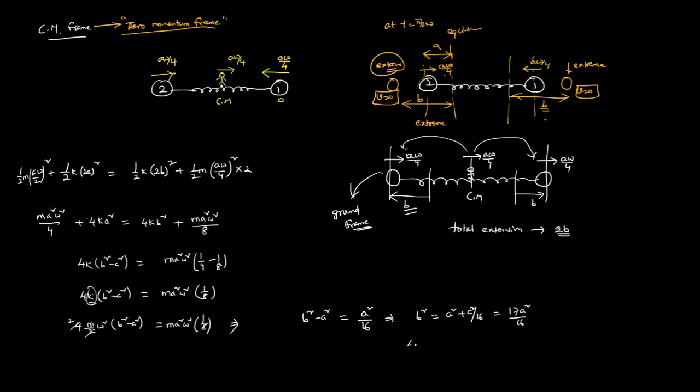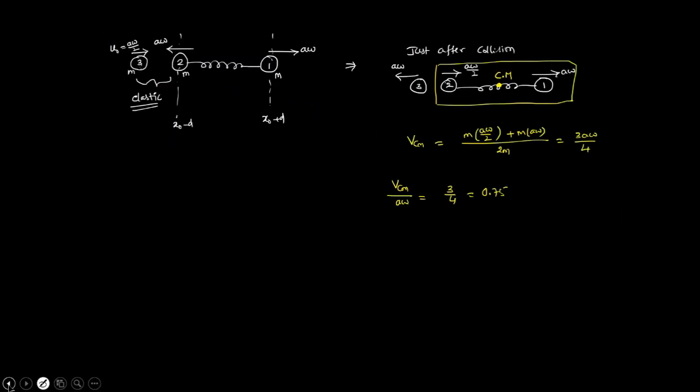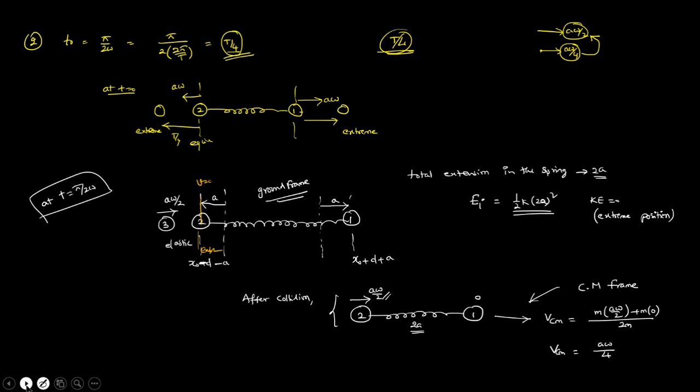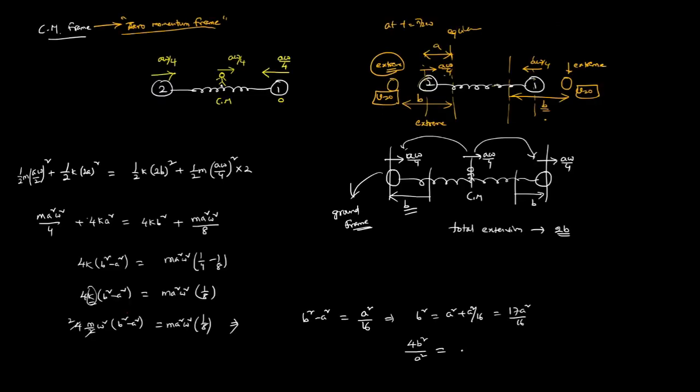Then they are asking the 4b square by a square value. Let us check once. Okay, I remember, 4b square by a square. Yes, correct. 4b square by a square they are asking. 4 times b square by a square is nothing but 17 by 4. So 17 by 4 will give us 4.25. Okay, this is the required answer for the given question.